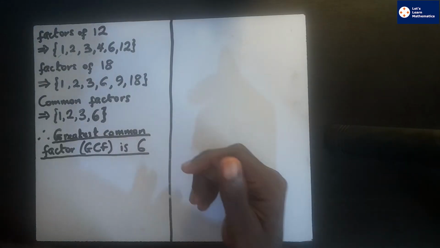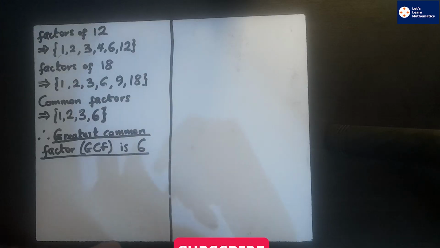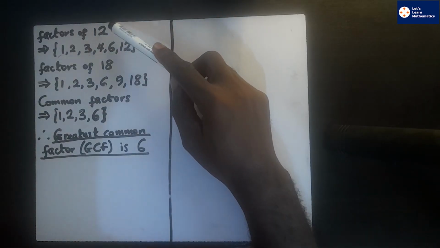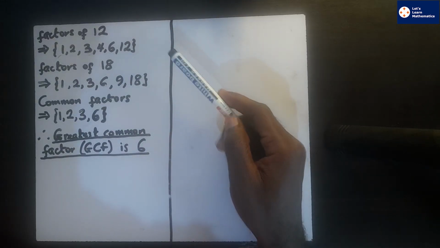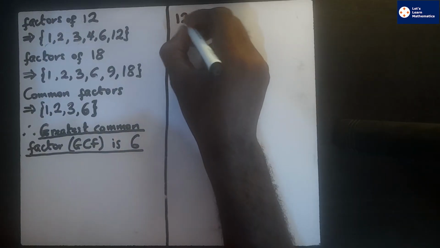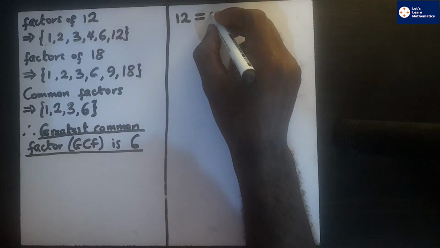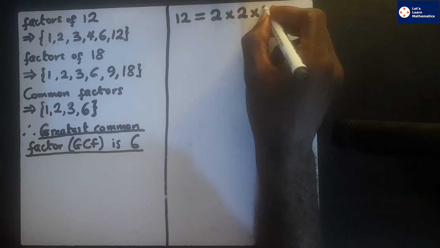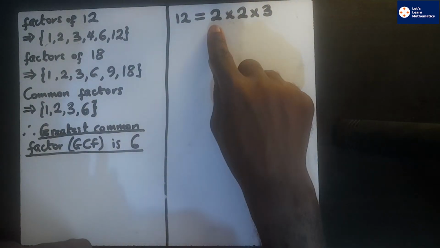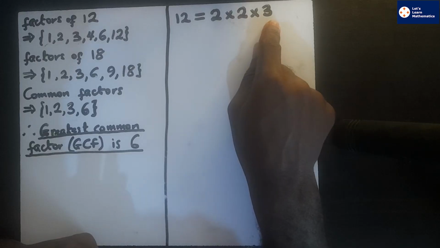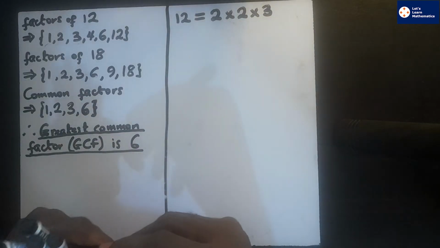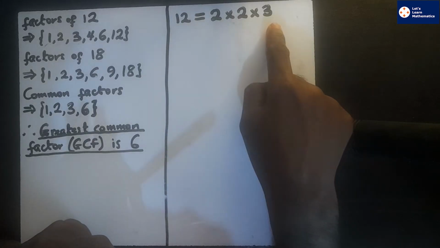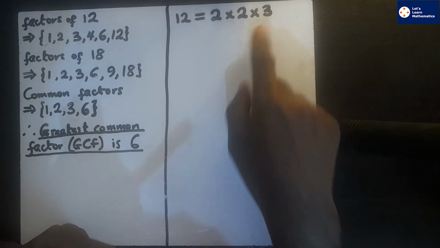We can also use the method of prime factorization to find the greatest common factor. So what do I mean by that? It means we can express 12 as a product of some prime numbers, and then we express 18 as a product of some prime numbers. So for instance, we can write 12 as 2 times 2 times 3. 2 times 2 is 4, 4 times 3 is 12. So you can see that these are prime numbers, 2, 2, and 3. So 12 can be written in this form. This is what we mean by prime factorization.